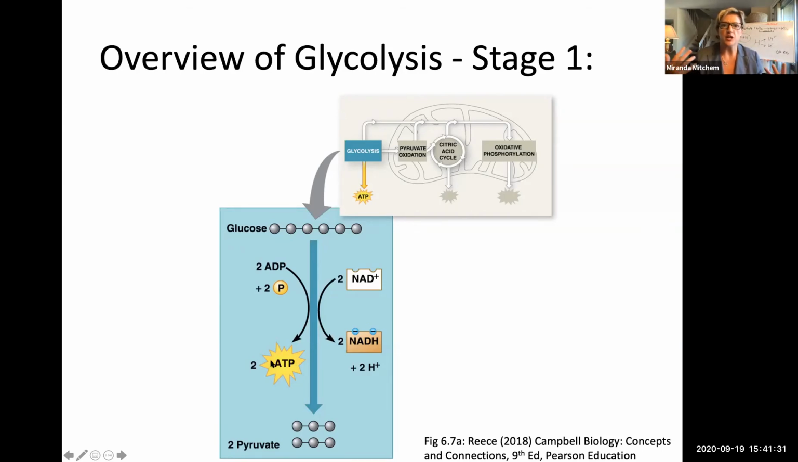So the information I'm asking you to learn and be able to work with is really represented here. Our starting material is glucose. Our ending products are 2 pyruvate, and it's very important that you say 2, or else the law of thermodynamics has been broken. A net production of 2 ATP are produced. 2 NAD+ are reduced into 2 NADH, and it occurs in the cytosol.